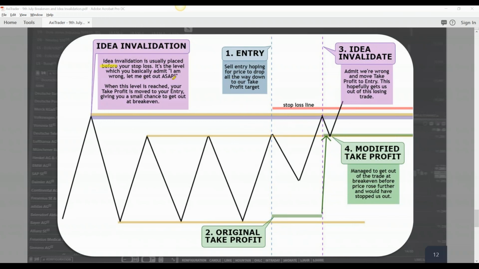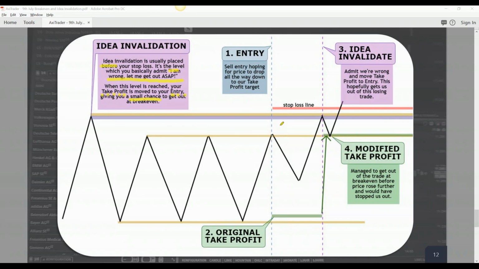It is the level at which you basically admit, I am wrong. Let me get out as soon as possible. That is what idea invalidation is. It is you having the humility to say, I am wrong, get me out of this trade. And when this level is reached, your take profit is moved to your entry, giving you a small chance to get out at break even.